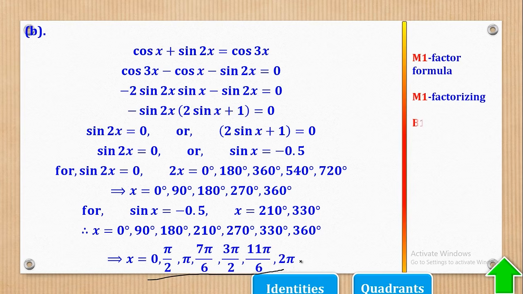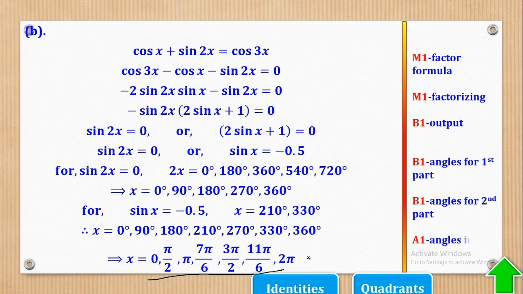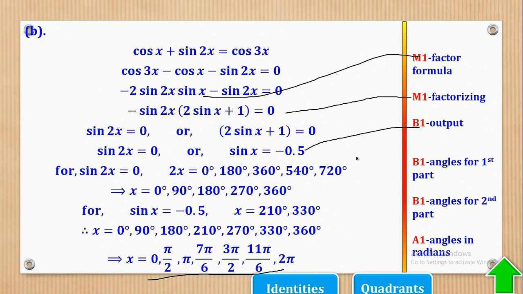Now let's see how much can be awarded. So M1 for factor formula, M1 for factorizing, B1 for output, B1 for angles for first part, which is that. Then this one angles for the second part, then angles in radians.